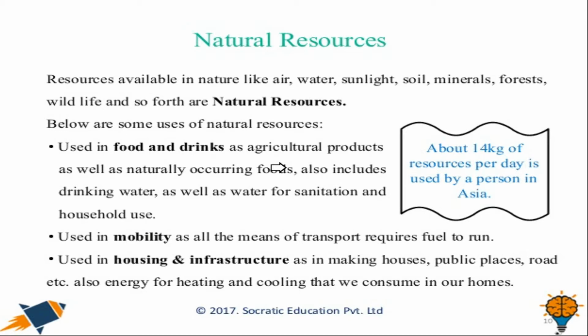We use natural resources. The roads are made up of these natural resources called soil, and we use vehicles in which we use petrol and diesel. That is also a natural resource. So we are surrounded with natural resources, and without that, our life is not possible.